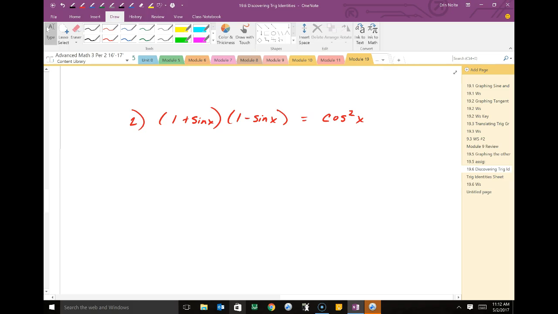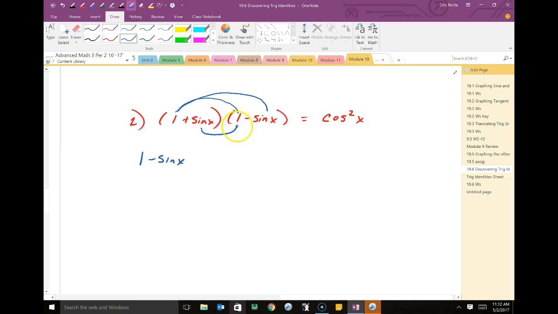To multiply them together. So if I'm multiplying two quantities, what do I have to do technically? How am I going to multiply these? I'm going to have to FOIL this. So to FOIL this, I have 1 times 1, which is 1. I have 1 times the negative sine of x, which is negative sine of x.